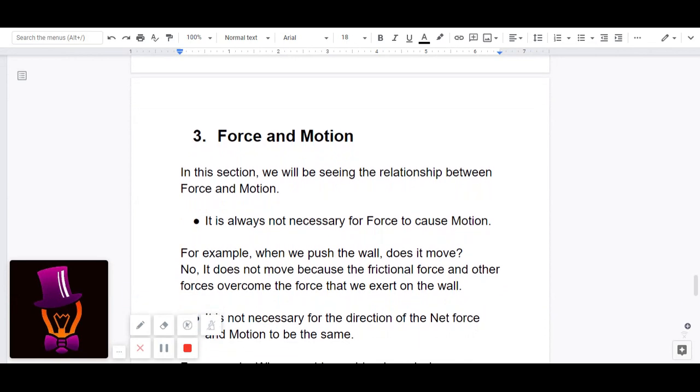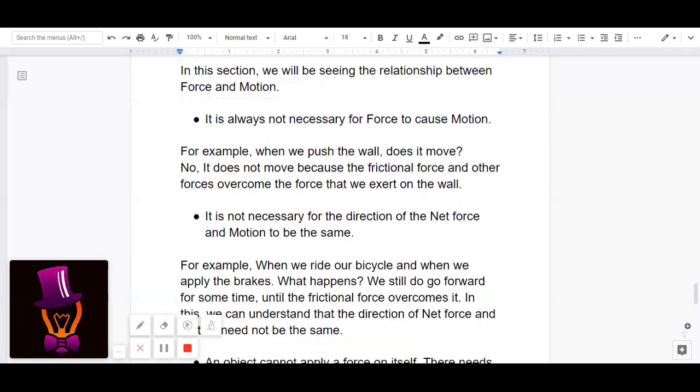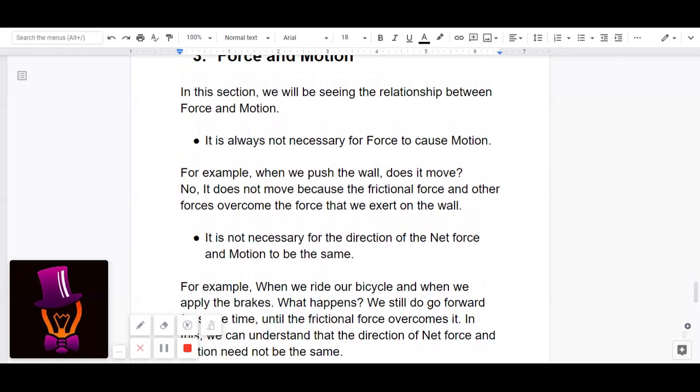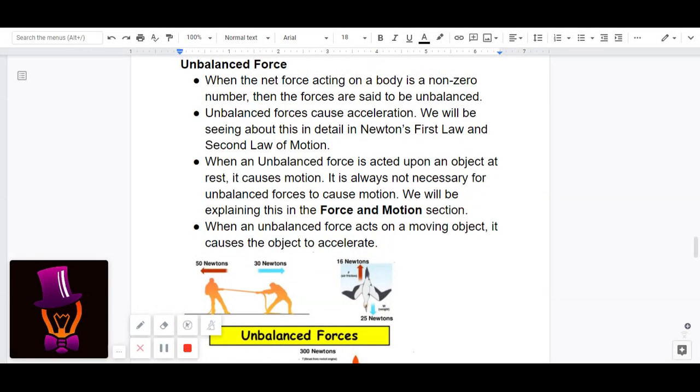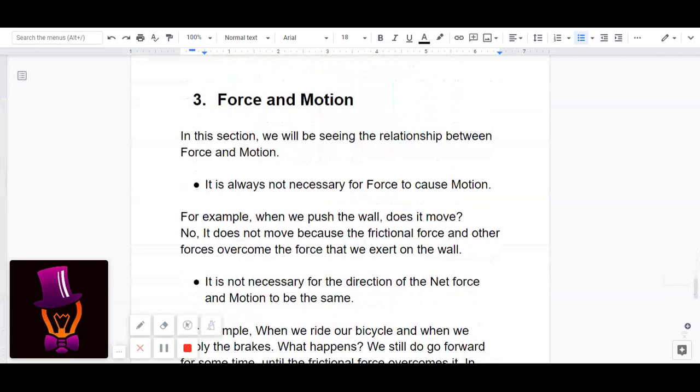Now here we come to the force and motion section. In this section, we'll be seeing the relationship between force and motion. First point, it is not always necessary for force to cause motion. For example, when we push the wall, does it move? No, it does not move because the frictional force and other forces overcome the force that we exert on the wall. So this is why I said that it's not necessary for unbalanced force to cause motion, because frictional force always keeps everything at rest. So when frictional force is more, the object will be at rest, it won't be in motion.